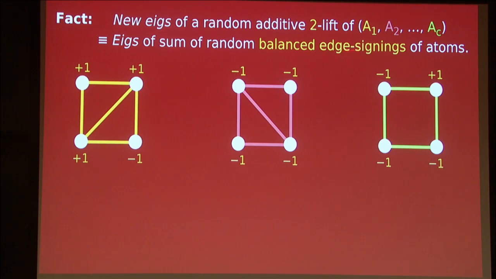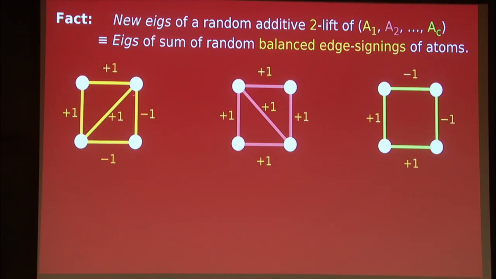So how do you do a balanced edge signing of a graph or all the atoms? You do it separately for all the atoms. You just assign a random plus or minus to each vertex preliminarily, and then finally, for each edge, you put the product of the vertex signs, or the quotient, if you like. In this way, you get random signs for all the edges, but with a special property, the balanced property, which is that around any cycle, the product is 1. So it's some kind of pseudo-random edge signing.